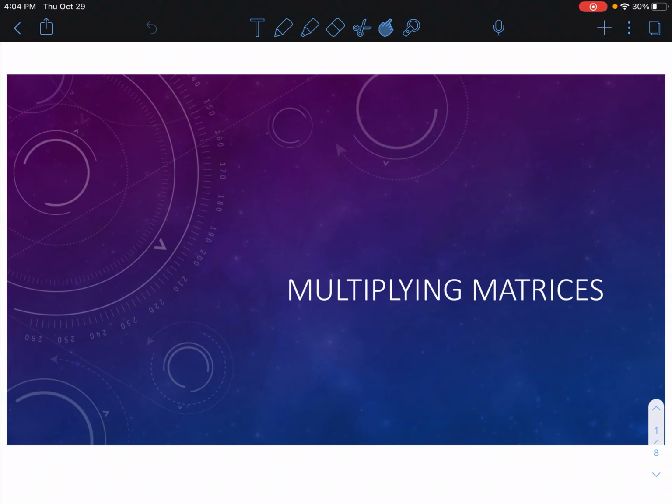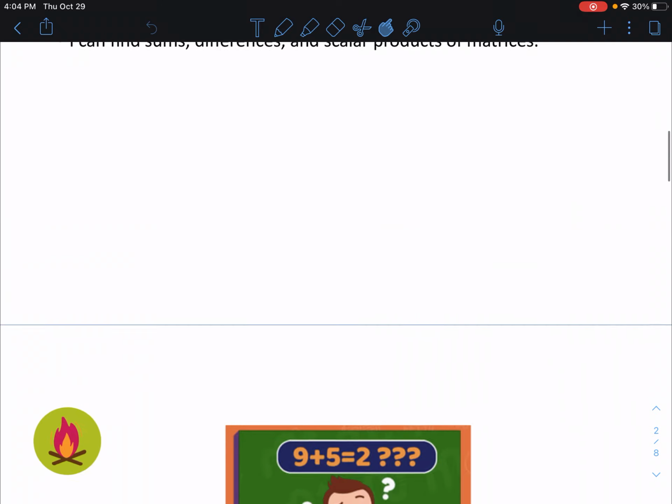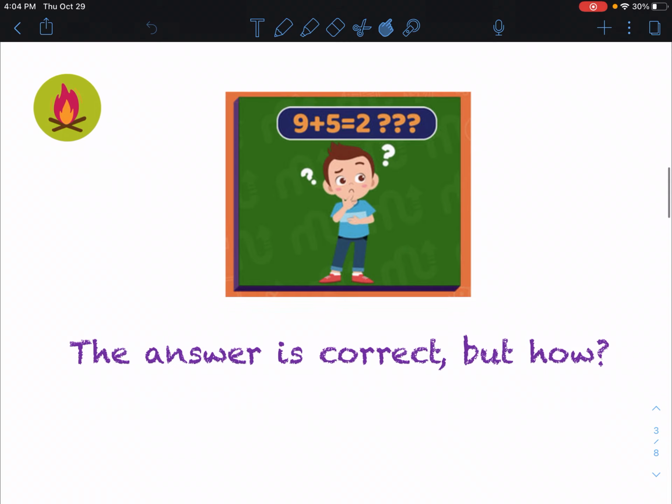Okay, so now that we know a little bit more about matrices, today we're going to talk about how to multiply matrices. And this is a little bit trickier. All right, so our goals here today are to be able to multiply matrices, and that's pretty much it. All right, take a look at this picture. The answer is correct, but how?